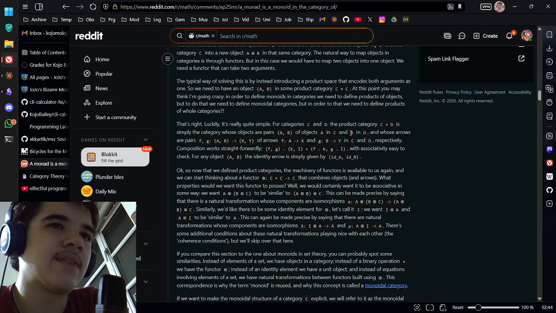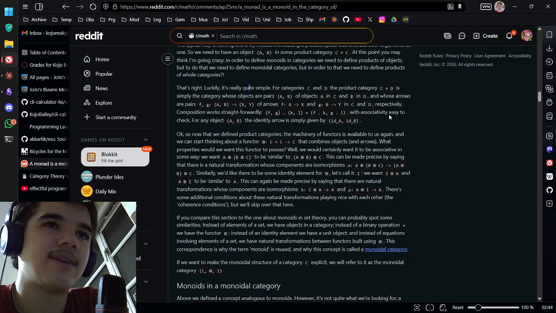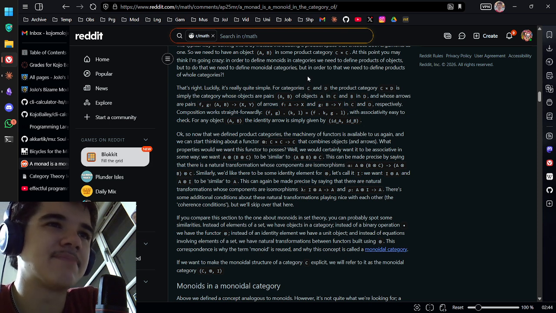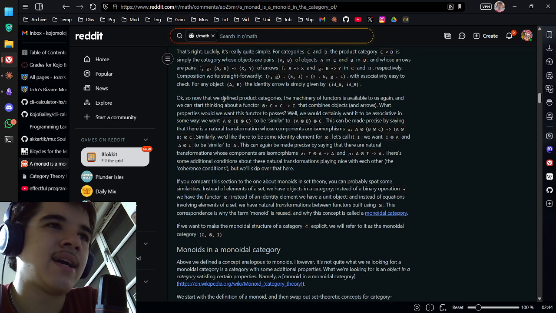For categories C and D, the product category C times D is simply the category whose objects are pairs (A, B) of objects A in C and B in D, and whose arrows are pairs (A, B) to (X, Y) of arrows A to X and B to Y in C and D respectively. Composition works straightforwardly: (f, g) of (k, l) equals (f of k, g of l). I kind of saw this. Okay, with that, it's easy to check. I don't know how to write this honestly in my notes, but I'm kind of picking up what it's putting down. Okay, so the machinery of functors is available to us again.